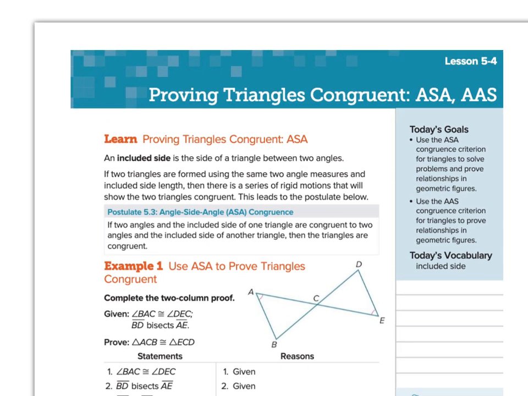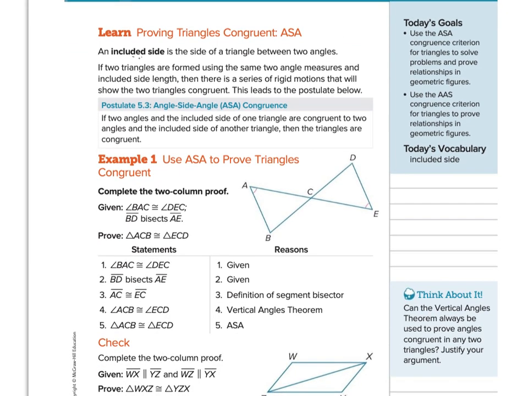So again, before we talked about the included angle, now we're talking about the included side. Understand that the included side is the side of a triangle between the two angles that we're referencing. So it says here, the angle side angle congruence: if two angles and the included side of one triangle are congruent to two angles and the included side of another triangle, then those triangles are congruent.